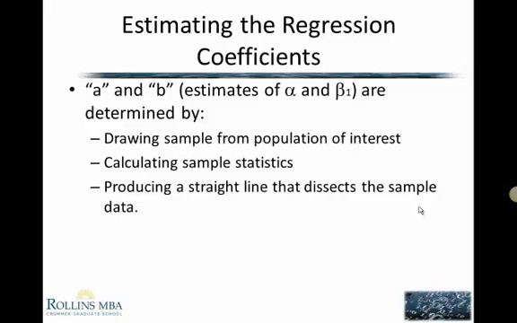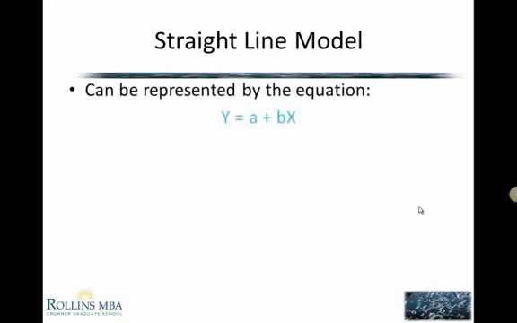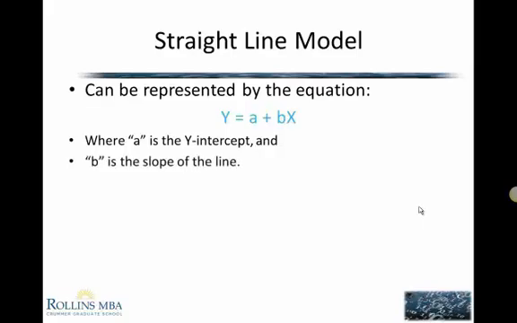We're going to calculate these sample statistics by running our regression analysis and producing this straight line that dissects the sample of data. Now, we'll talk about what that means in a little more detail, but essentially we're trying to find the best fitting line that goes through the middle of the data, through the center of the data. And when we capture these estimates for A and B, for alpha and beta, we end up with an expression that says y is equal to a plus b times x, where a is our intercept on the y-axis, our estimate of alpha, and b is the slope of that straight line. It's the estimate for beta.